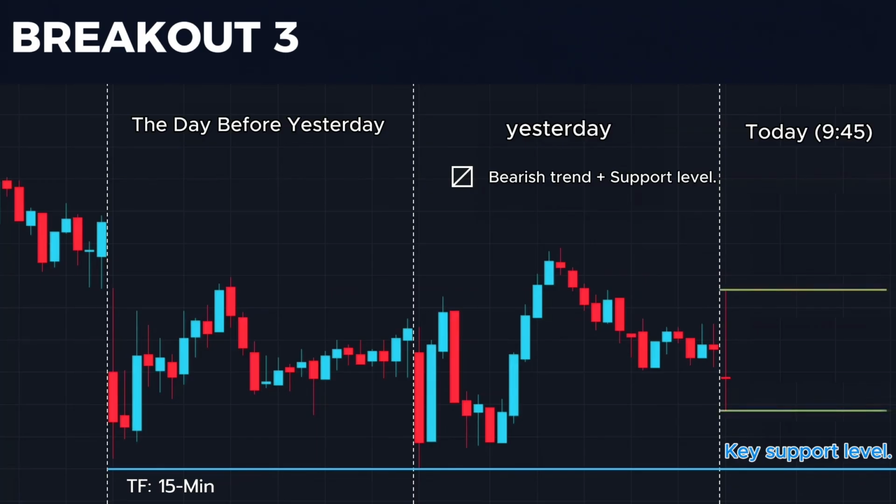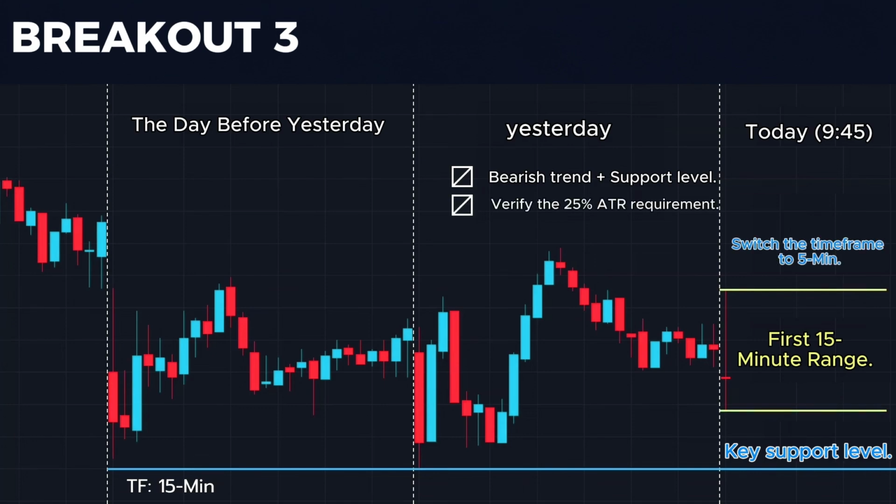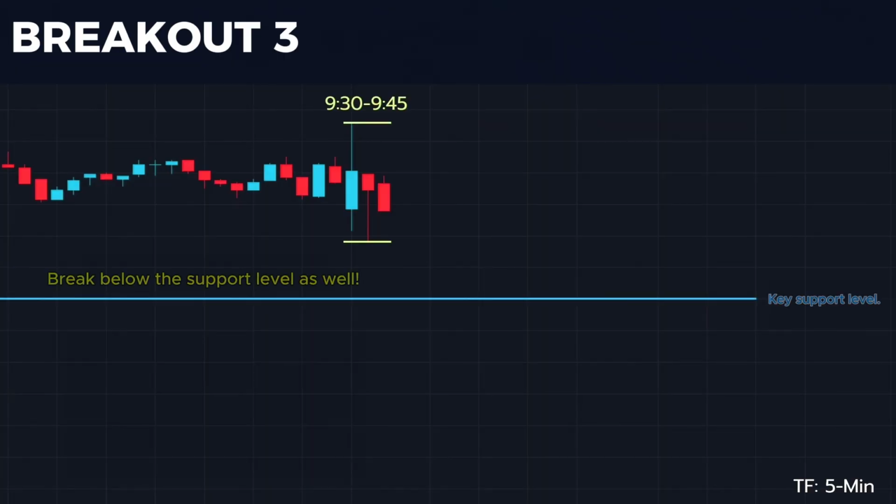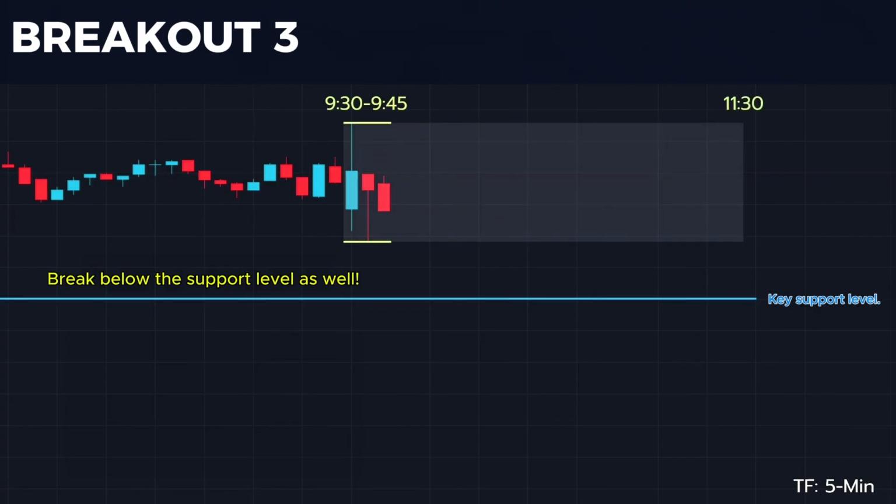Don't forget, we have to check the gain first so that it passes the ATR gain. After passing, we will change to a smaller time frame. After changing, the appearance will be like this. Don't forget, we have an important trend, not close, not far. After that, we set the time to enter the trade until 11:30 a.m., as usual.